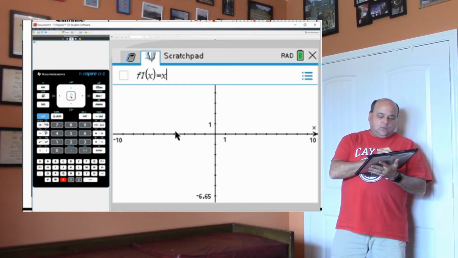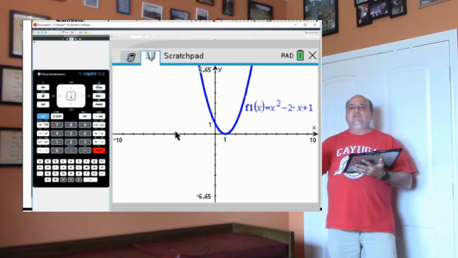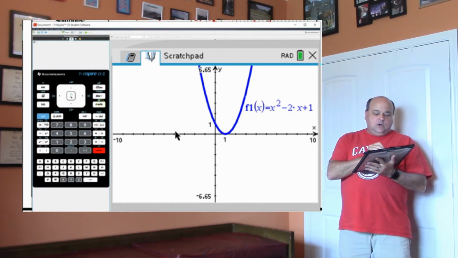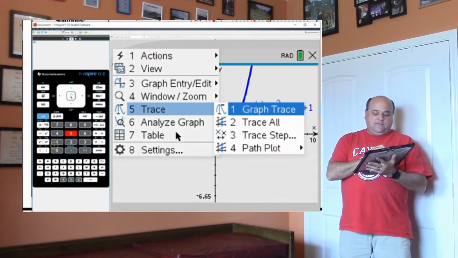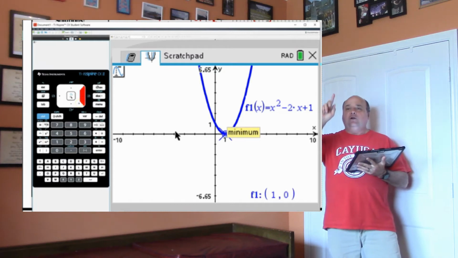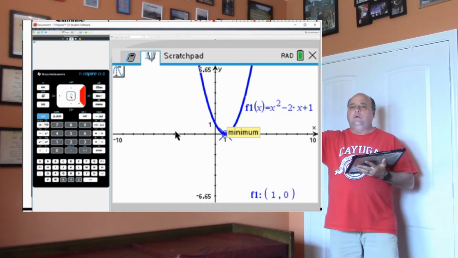So x squared minus 2x plus 1, then hit enter. Notice this crosses the parabola once, doesn't it? So if I hit menu, graph trace, which is 5, and then graph 1, and then hit the right arrow button, when I get to my 0, does it say 0 or minimum? It says minimum, but notice 1, 0. If you input 1, you output 0, don't you?